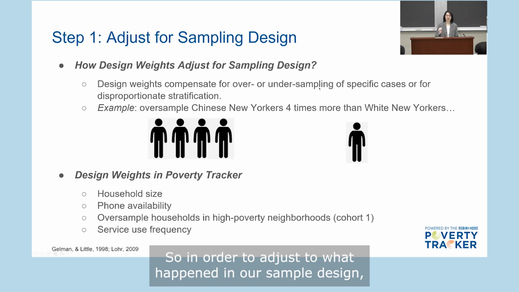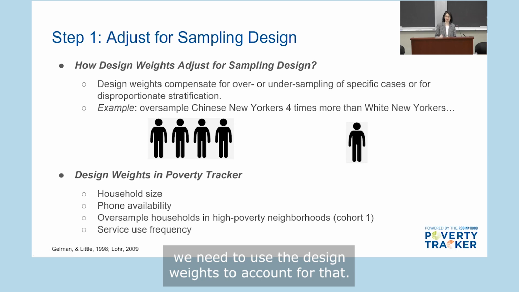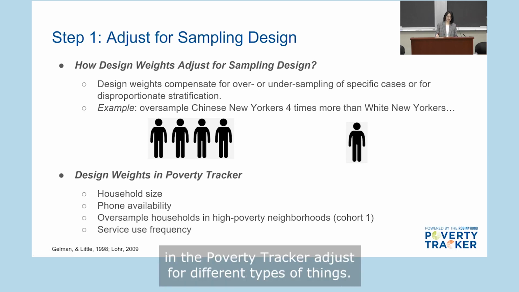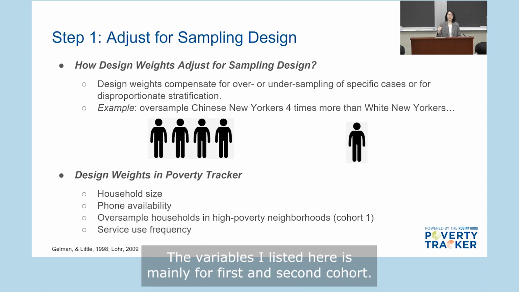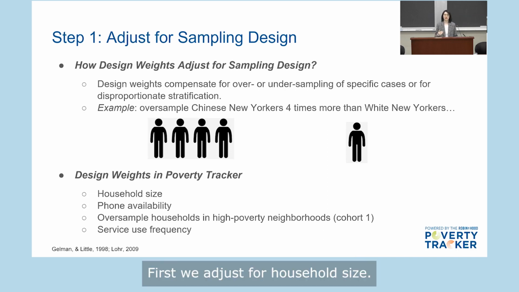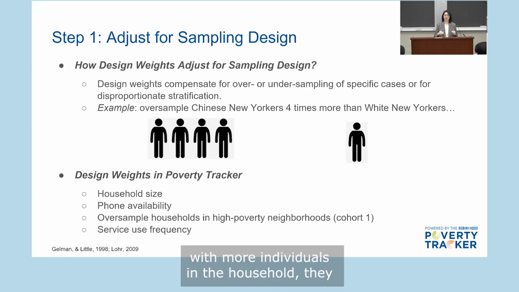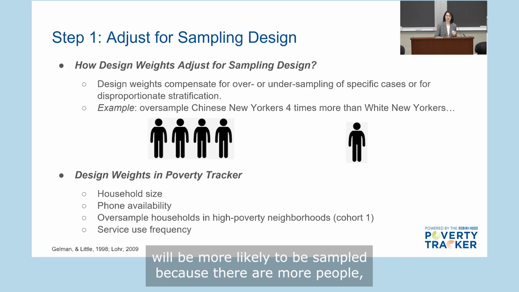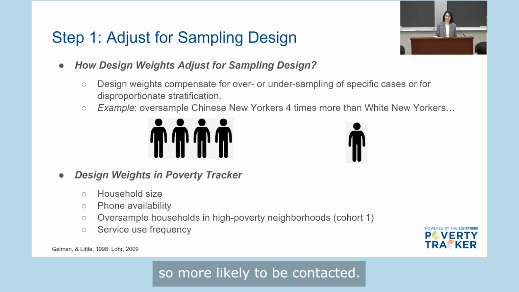So in order to adjust for what happened in our sampling design, we need to use the design weights to account for that. And the design weights in Poverty Tracker adjust for different types of things. The variables I listed here are mainly for our first and second cohort. First, we adjust for household size. When you imagine a household with more individuals, they will be more likely to be sampled in our Poverty Tracker because there are more people who could be contacted. In that way, we have to adjust for that.